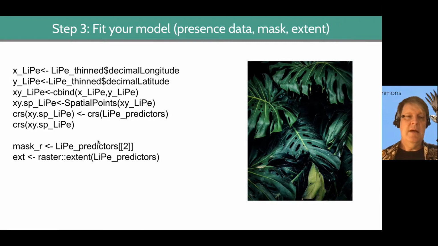And then to set a mask, we're just going to set a mask equal to the second raster in this stack of raster that is our environmental predictors. So we could have chosen any 1 through 6 here, but we chose 2 for no real reason. And we're also going to set the extent as the extent of this predictors stack. So those are 2 things that you might use later in some functions.